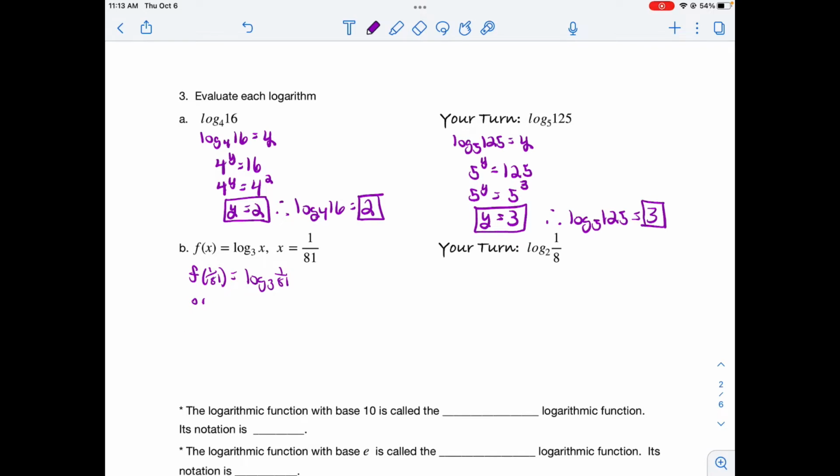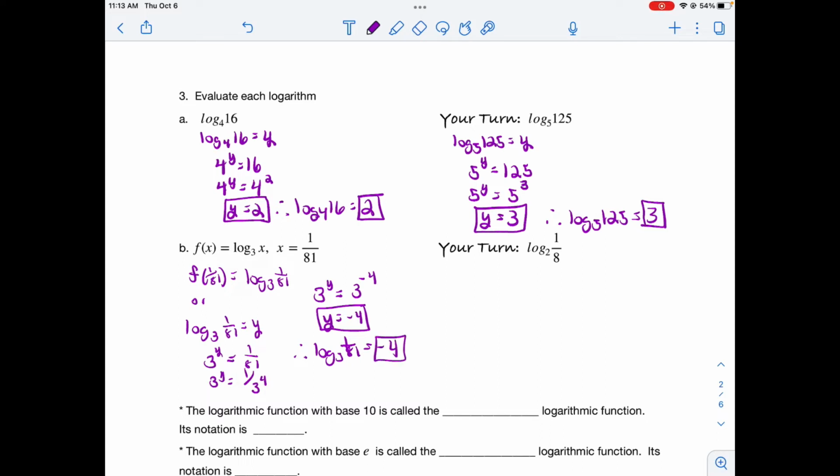And so remember, I can make that equal to y, and I can rewrite my logarithm as an exponential. So that'd be 3 to the y is equal to 1 over 81. And then remember, 81 is 3 to the 4th, so that'd be 1 over 3 to the 4th. And anytime you have an exponent in the bottom, you want to move it to the top of a fraction, you just change the exponent to a negative. So that becomes 3 to the y is equal to 3 to the negative 4. So y must be negative 4 by the one-to-one property. So therefore, I can conclude that log base 3 of 1 over 81 must be negative 4. Okay, can you figure out this last one?